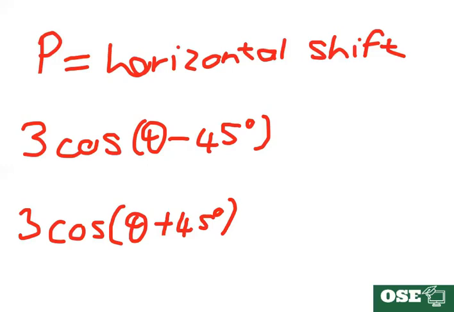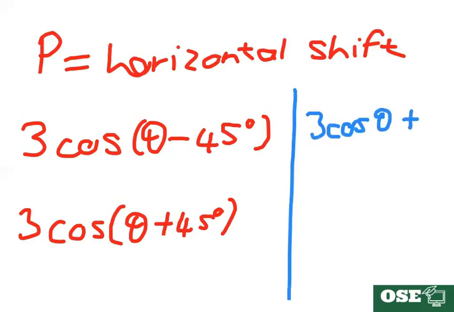Always remember that it goes inside the bracket, because it's different when you say 3 cos theta plus 45 or 3 cos theta minus 45. What is the difference? Who can tell me what the difference is? The difference between the blue and the red formulas.